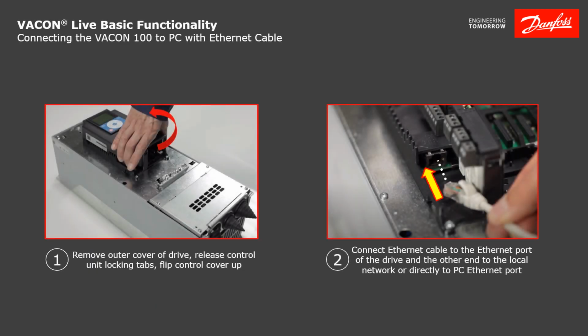The VACON 100 series of drives have a standard Ethernet port that can be used to connect to VACON Live. First, remove the outer cover of the drive, release the control unit locking tabs, and then flip the control cover up. Next, connect the Ethernet cable to the Ethernet port of the drive and the other end to the local network or directly to the PC Ethernet port.